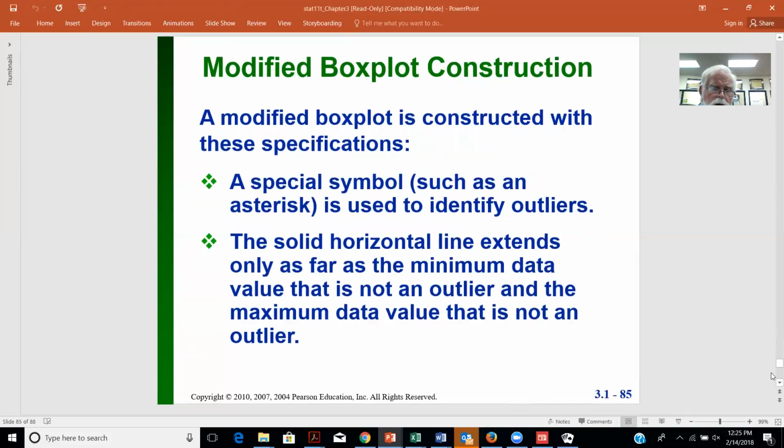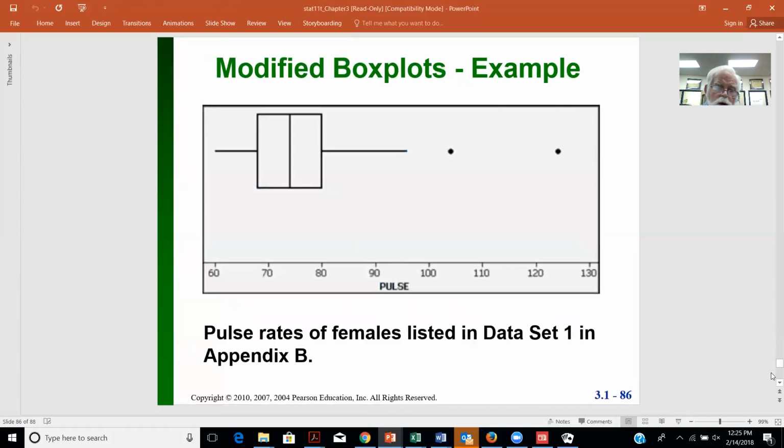So we look at the last value in our modified box plots. We look at the last value, whether it's the lowest value or highest value, that is not an outlier by the calculation of 1.5 times the interquartile range. So we can modify our data in that way.